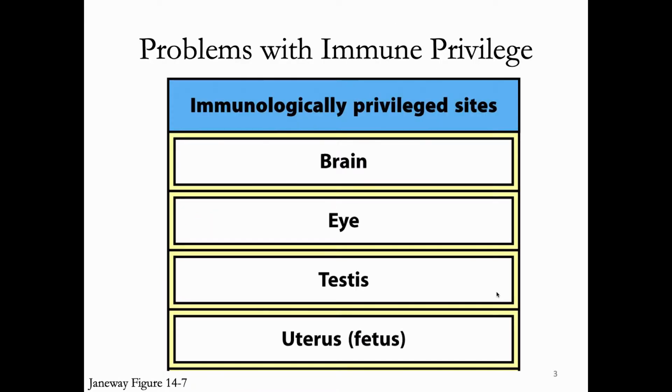There are two pieces of immune privilege that we need to think about. One of them is this set of caveats that I want to get to in a minute. But before I talk about the caveats, let's imagine for a second that immune privilege worked exactly as I told you before. So in these sites, we have no immune response. Can you imagine any potential problems with that scheme?